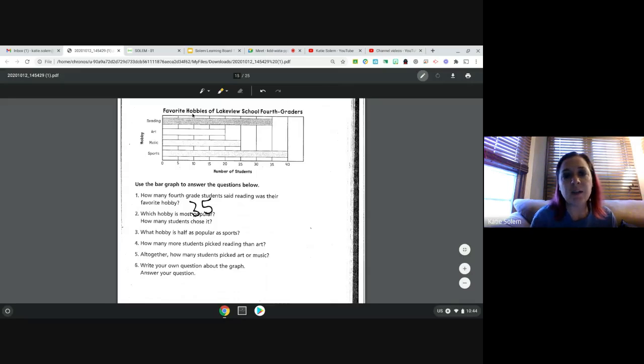Which hobby is the most popular? Well, to figure that out, we see which one is the longest bar, and it was sports. How many students chose it? Again, we go all the way to the end and down, and we see that 40 kids chose it.